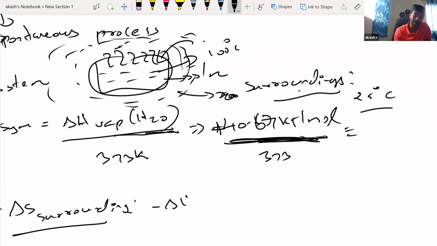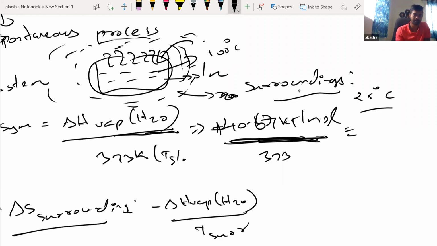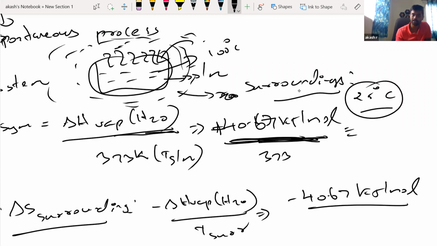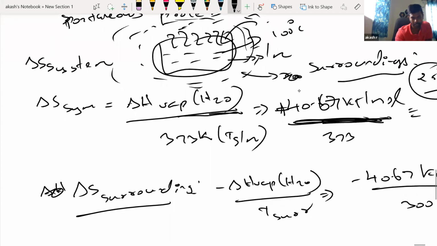So in this case, we'll write minus enthalpy of vaporization of H2O divided by temperature of the surroundings. This 373 is the temperature of the system; I have to take the temperature of surroundings. So that will be minus 40.67 kilojoules per mole divided by the temperature of surroundings. We'll keep it as 27 degrees Celsius so that we get a round figure, which is 300 Kelvin.